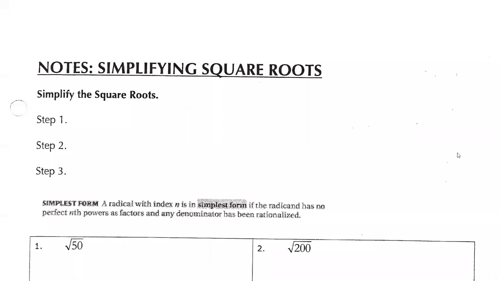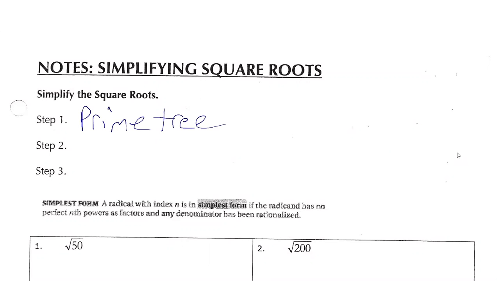All right, but today we're looking at simplifying square roots. So really there's three steps you can think of. The first one is you're going to make what's called a prime tree, or a factor tree. Depending on who's saying it, they might say it slightly differently.